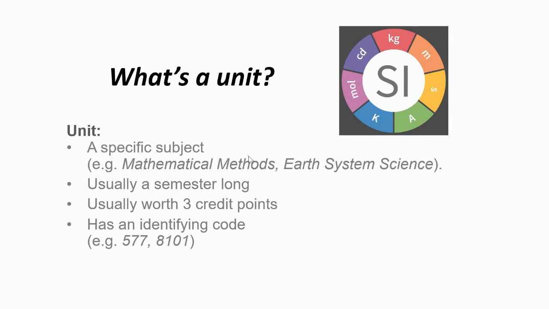We talk about completing a certain number of credit points. Most units are worth 3 credit points, therefore you'll be doing 72 credit points across your course. And that's how we build your degree. These are the little foundational building blocks that we use to build it up.